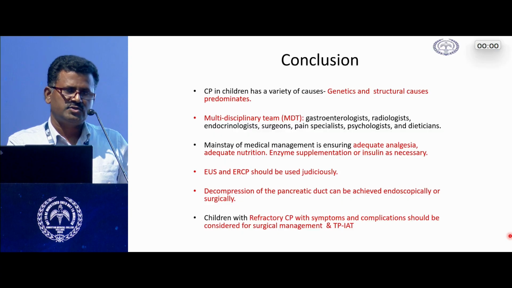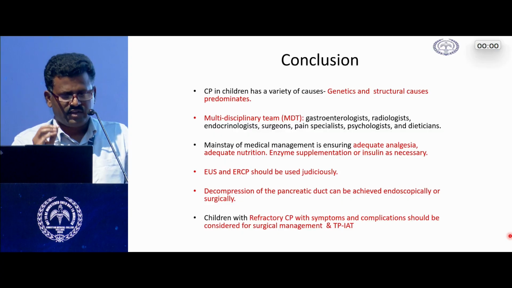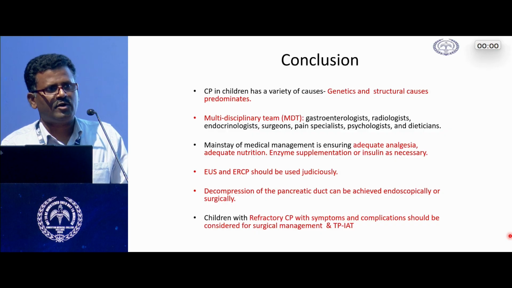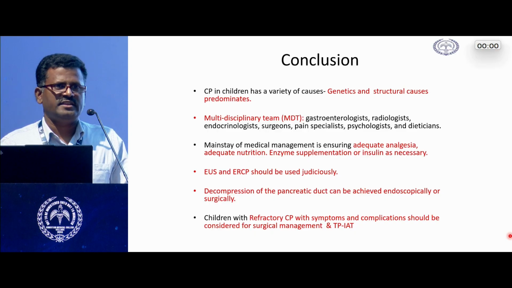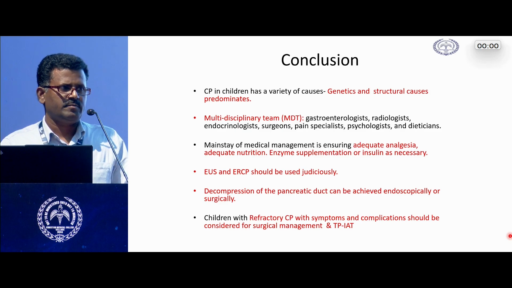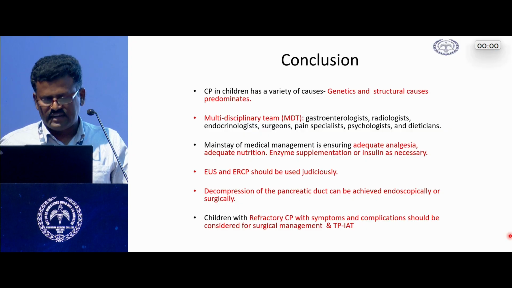EUS and ERCP should be used judiciously. They are very important therapeutic measures, but the selection of patients is very important to get the maximum benefit of these procedures. Decompression of the pancreatic duct can be achieved either endoscopically or surgically. And children with refractory chronic pancreatitis who have symptoms and complications, we should try surgical management or islet cell transplant.